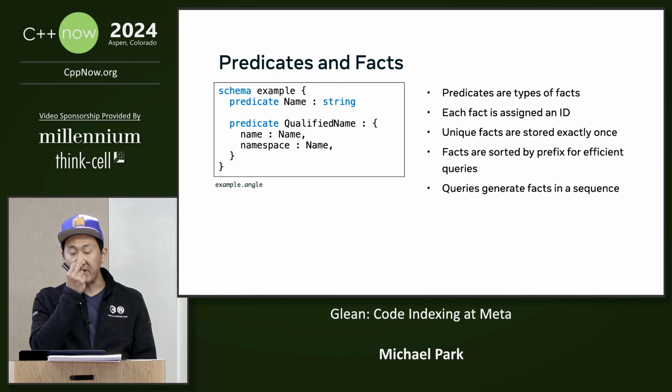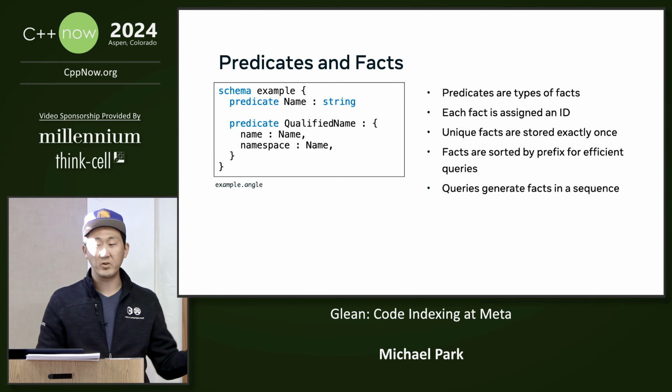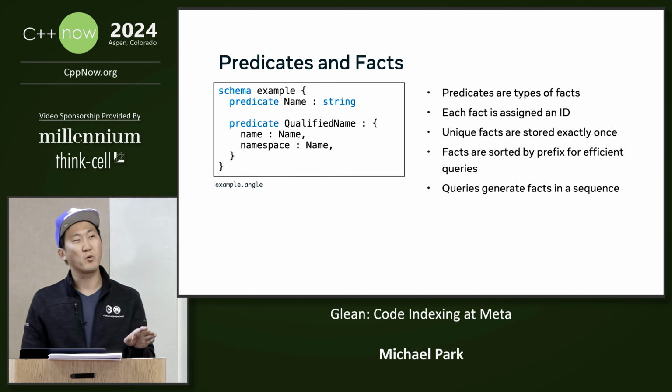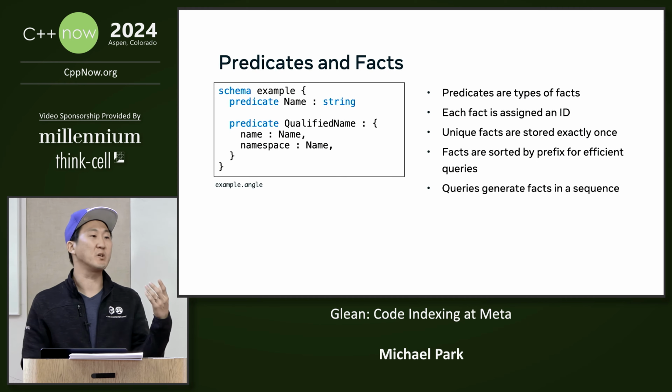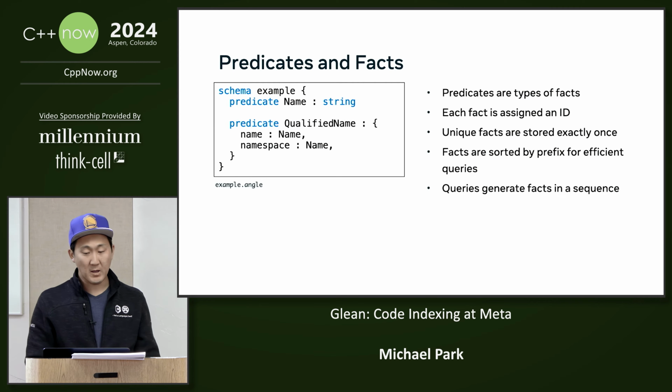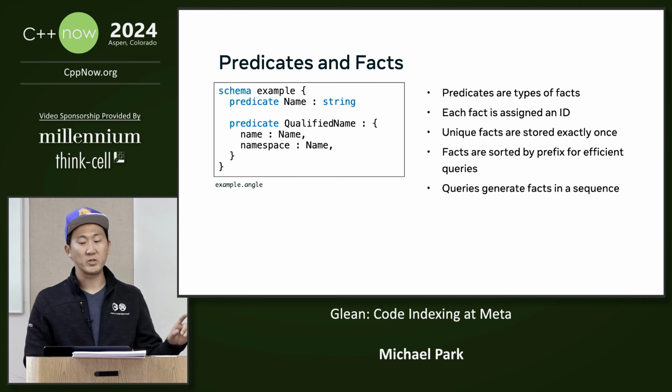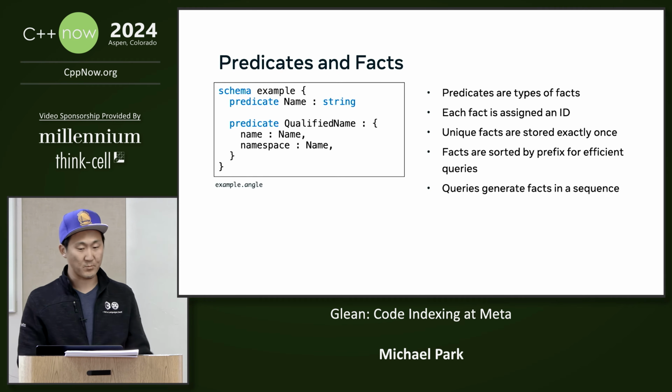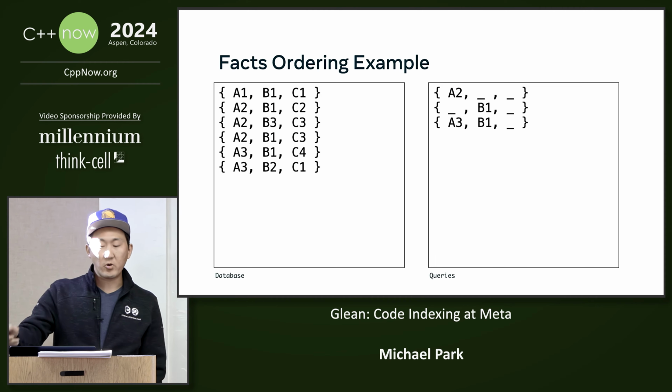Facts are sorted by prefix for efficient queries, and I'll give you an example of what that means. It's not super important, but it's one of those properties that you want to understand about the system. And the queries are going to generate facts in a sequence, and I'll show you examples of that. Okay, the fact ordering example.